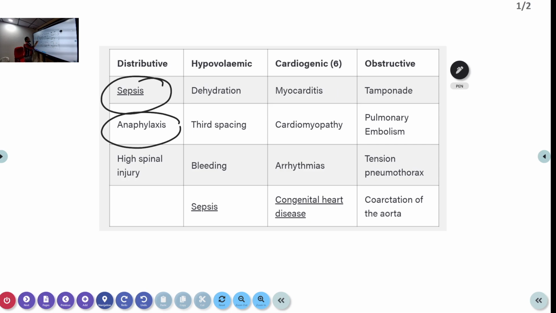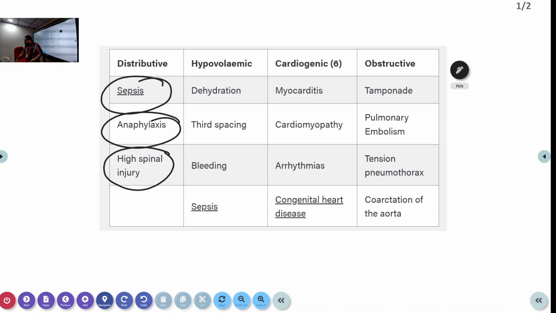Next is anaphylaxis. We have already discussed the management of anaphylaxis and anaphylactic shock, so I am not going for that. Now, high spinal injury. High spinal injury is again an example of a distributive shock. What is happening here? Because of the cervical spine injury, the vagal tone is lost. So, when the vagal tone is lost, instead of vasoconstriction, there will be vasodilatation.